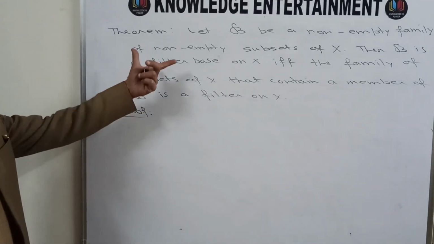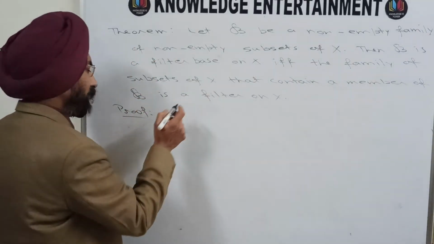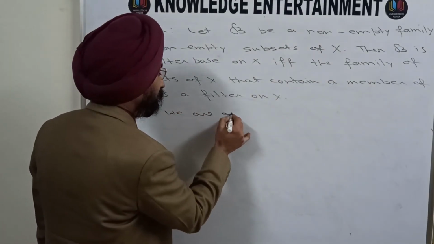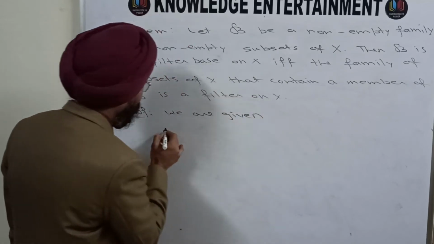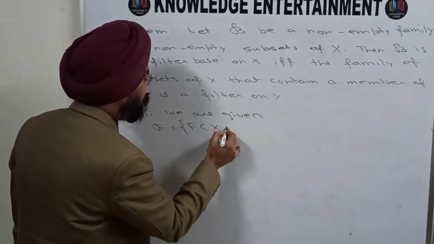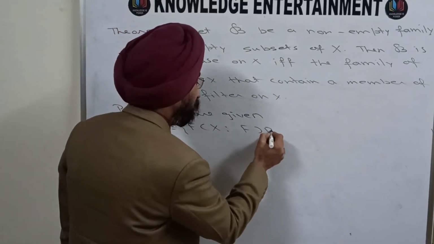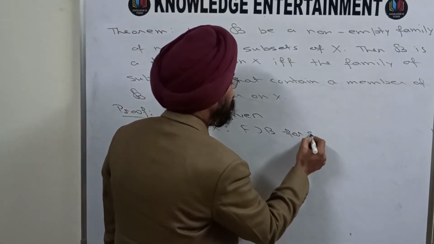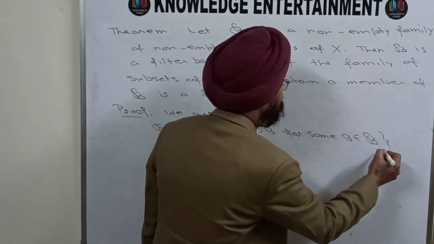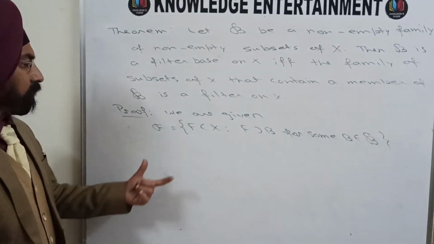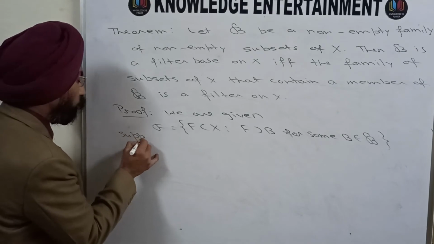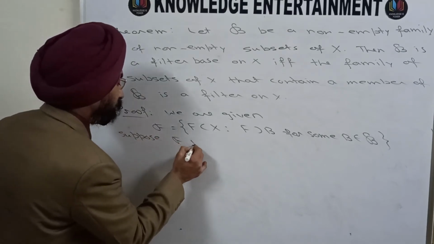So first we suppose that F is a filter. What F is, we are given: F is the collection of those subsets of X such that F contains B for some B belonging to the collection B. We are given this. Suppose F is a filter.